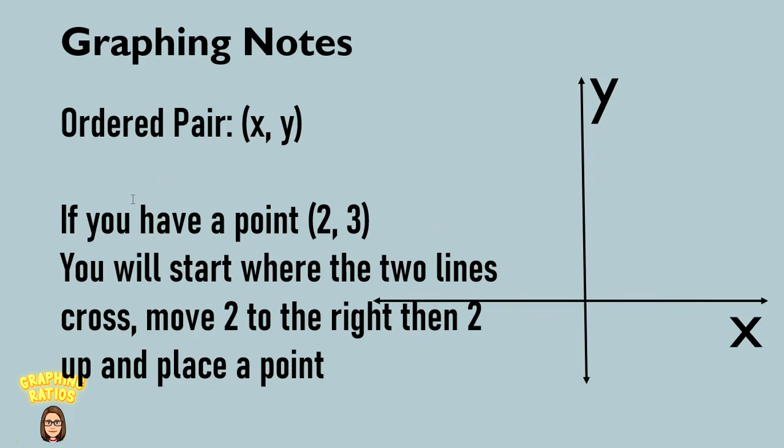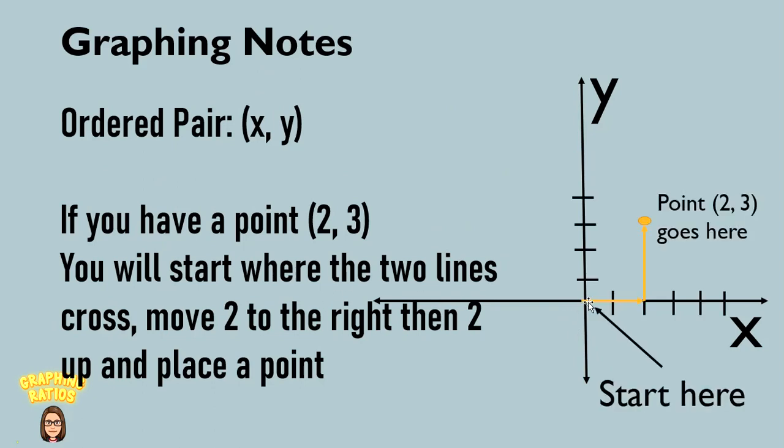So if you have a point 2, 3. Okay. So you'll start where the two lines cross, this point right here, which is actually called the origin, and it's the point 0, 0. And then you're going to move to the right 2, and then up 3, and place a point. So you'll see how this works. So here we go. You start here at this spot where it crosses, which is the origin. Move 2 to the right, 3 up, and your point goes right here at 2, 3.